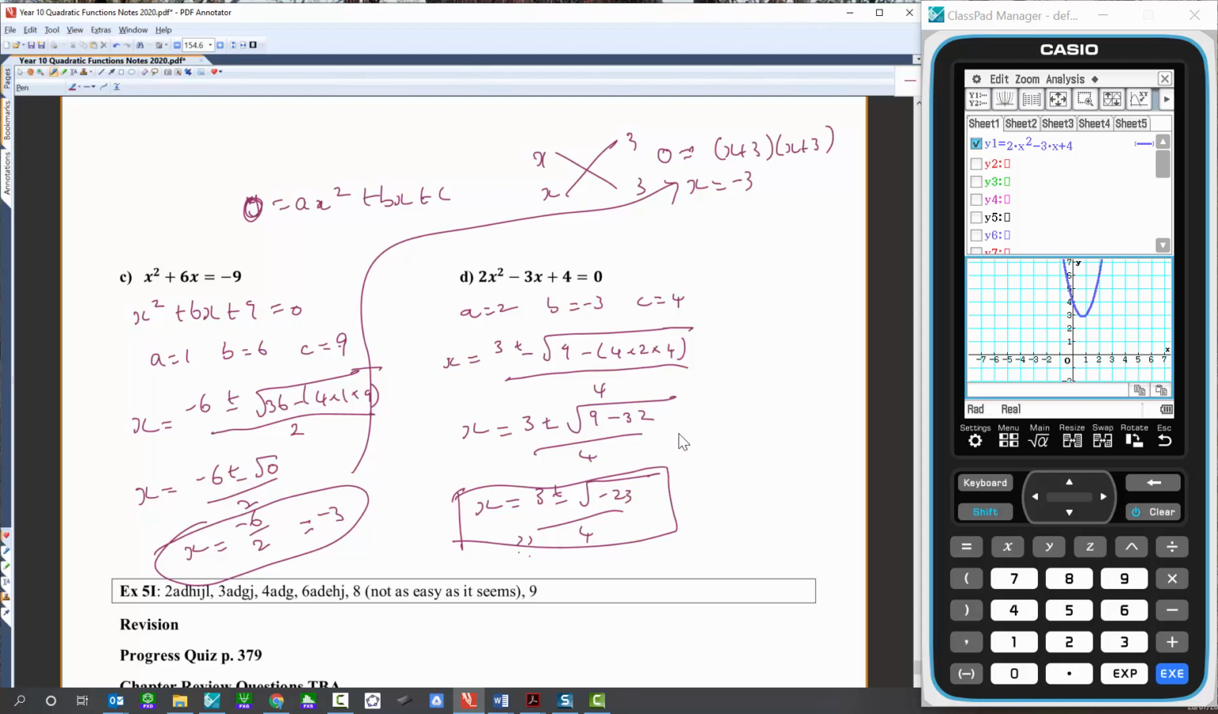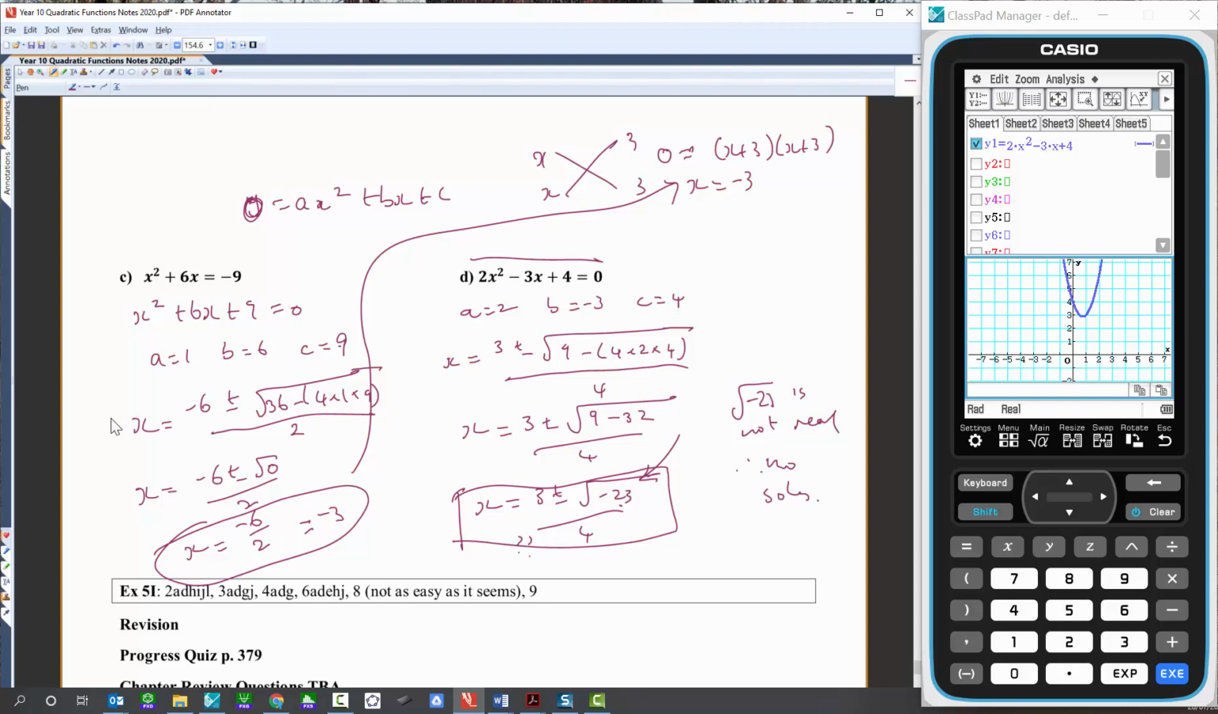Well, actually, it's got to do with this part here, which again is the discriminant component. So what I've assumed is that it did have solutions, in which case I've popped it in. But we're going to say that root -23 is not real, therefore no solutions. So this part here, we can't square root -23, it doesn't exist. So we're going to conclude that this one here has actually got no solutions.